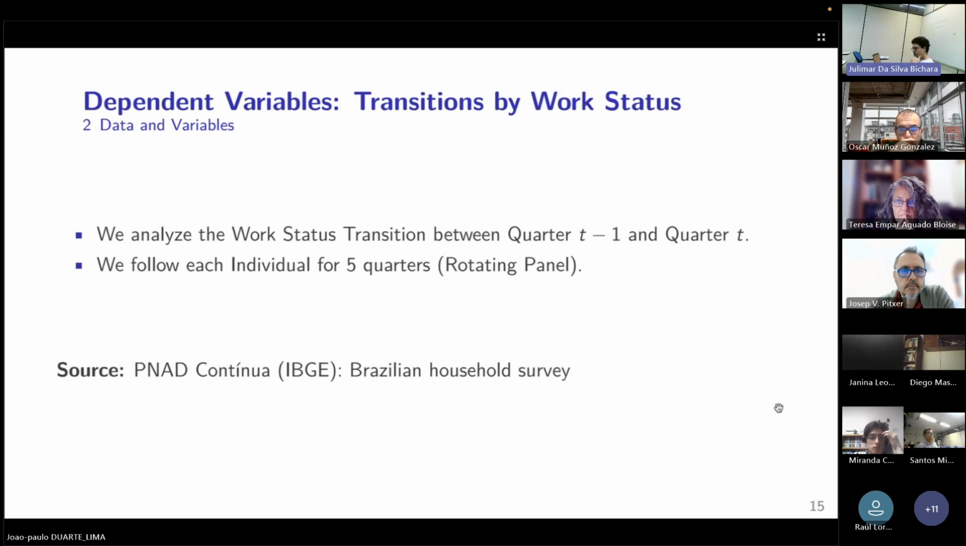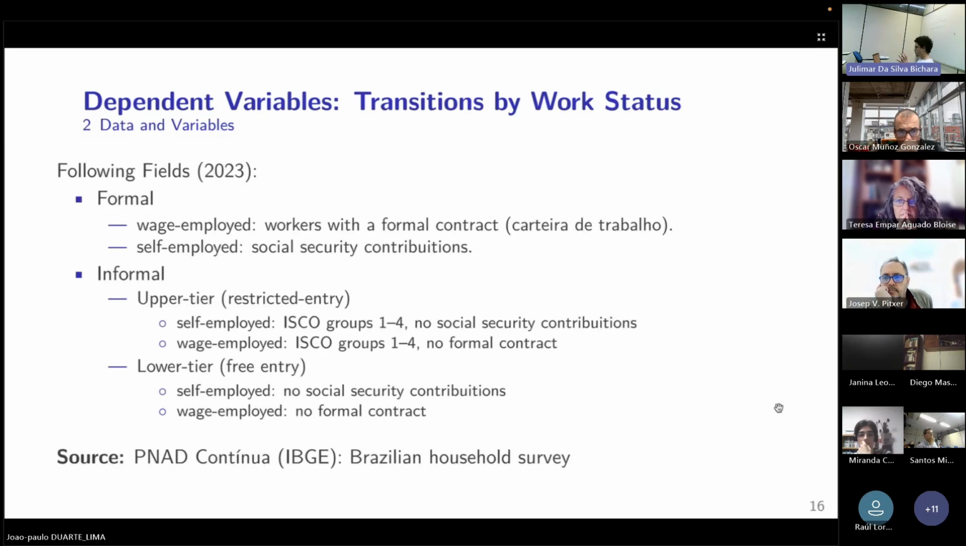So from the last period to the current period, whether you are in a work status, unemployed, or formally employed, and we'll see here most of the transitions. I divide the labor market into different categories, to allow for different kinds of informality to show up. So I analyze transitions to formal wage employment, self-employment, informal upper tier self-employment, upper tier wage employment, lower tier self-employment, and lower tier wage employment.